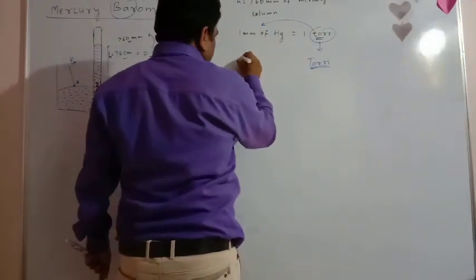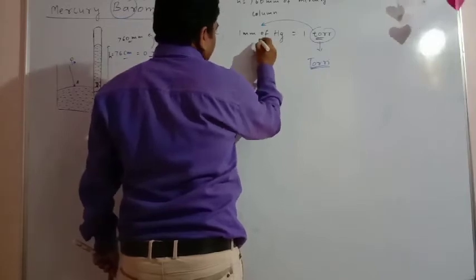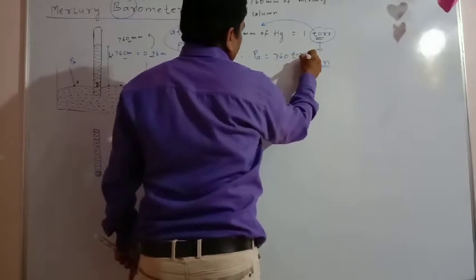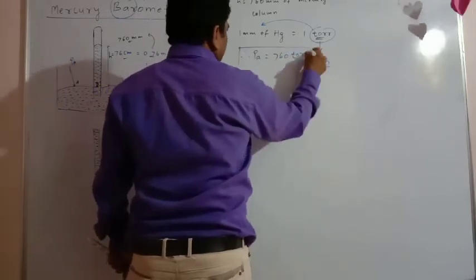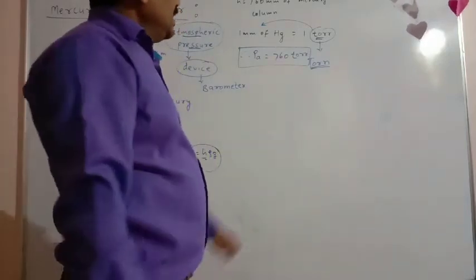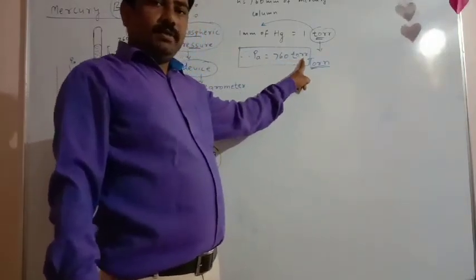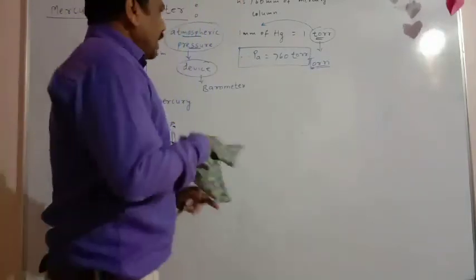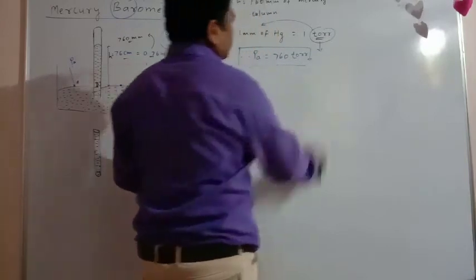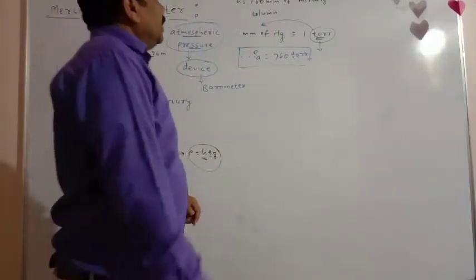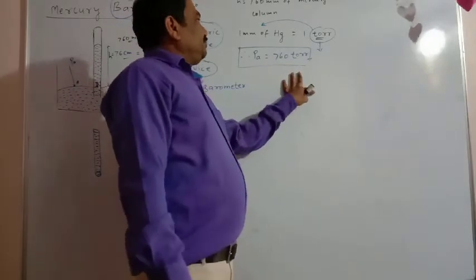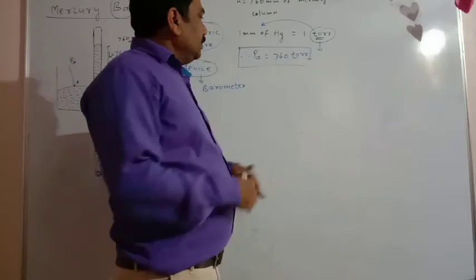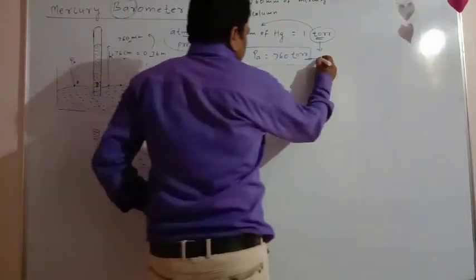So atmospheric pressure is exactly equal to 760 mm, which means 760 torr. You should keep in mind that atmospheric pressure is equal to 760 torr. Torr stands for Torricelli, the name of the scientist who invented this mercury barometer. Atmospheric pressure is equal to 760 torr. This is not an SI unit.